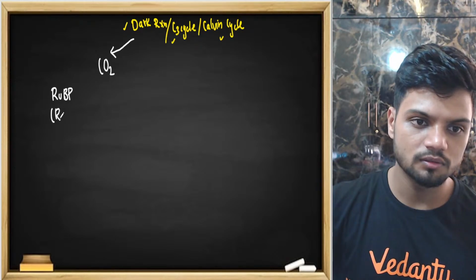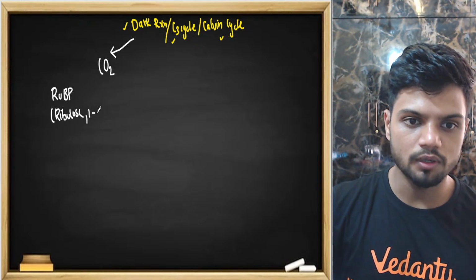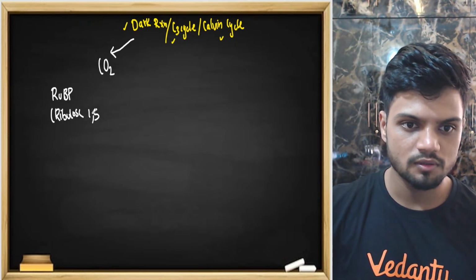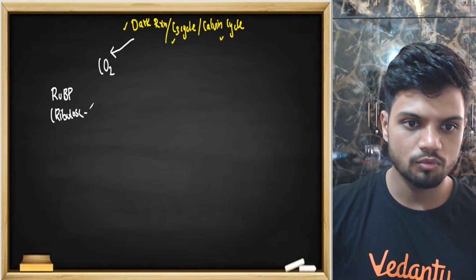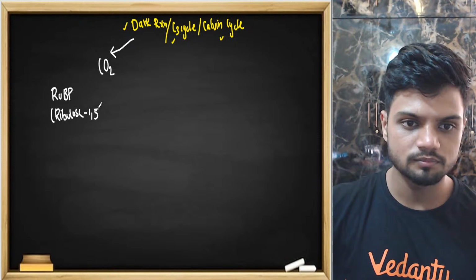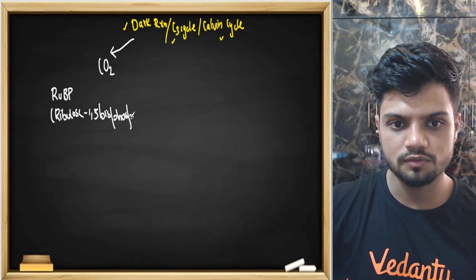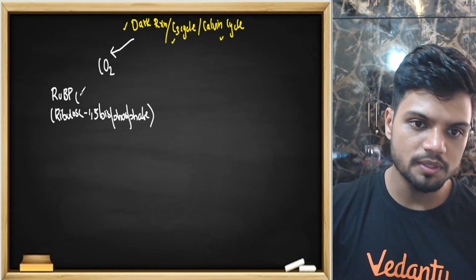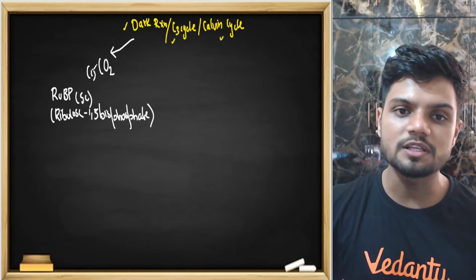That is nothing but ribulose 1,5 bisphosphate. This RuBP is 5 carbon. This CO2 is 1 carbon. Now you tell me, what is 5 plus 1?